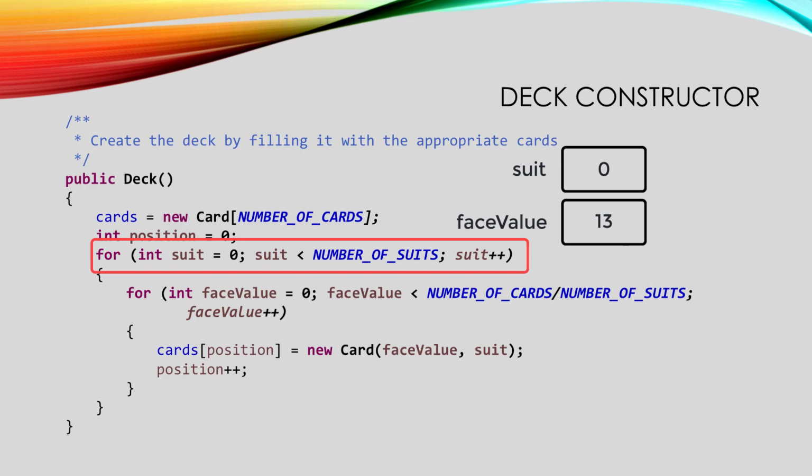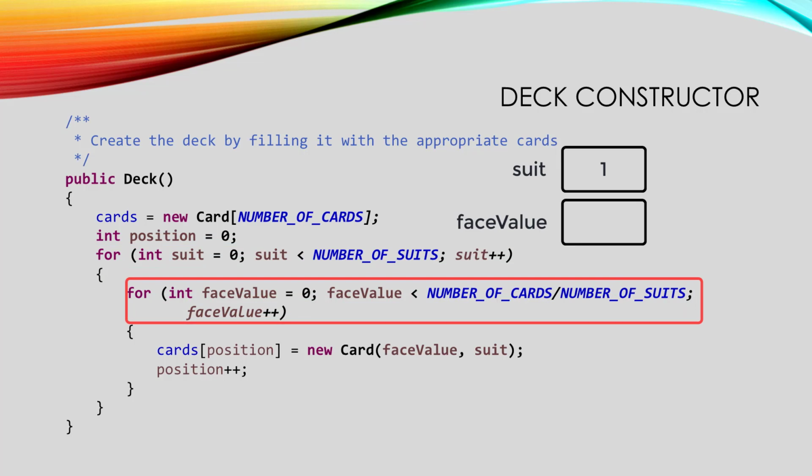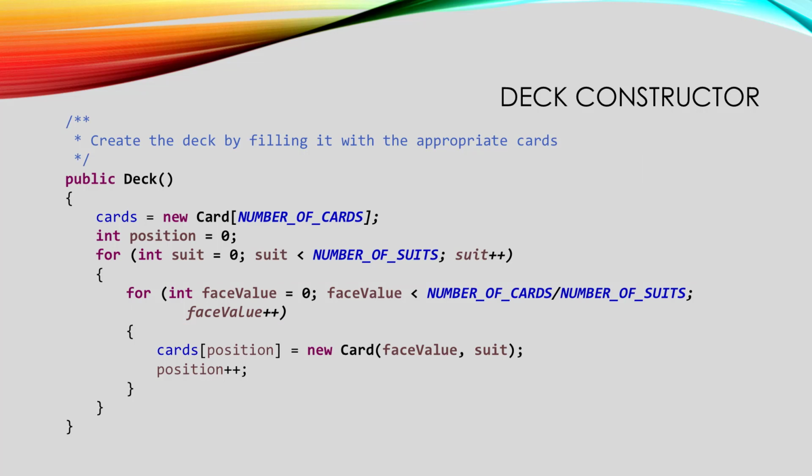That will make us go to the top of the outer loop and increment suit to 1. That loop keeps going, so we start the inner loop over again with face value equal to 0. That will create a card with face value 0 and a suit of 1. The inner loop will run through all the values of face value, creating all 13 cards with a suit of 1. So, each pass through the outer loop causes 13 cards of that suit to get created.